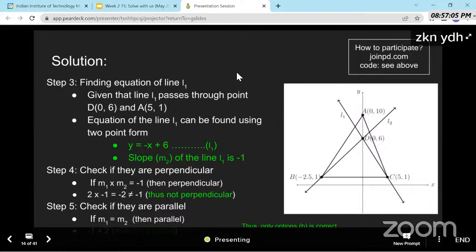So now I hope you understood. Do you have any doubts in this particular question? Sir, can you please repeat that? How can we get the point D? Can you please repeat it again?